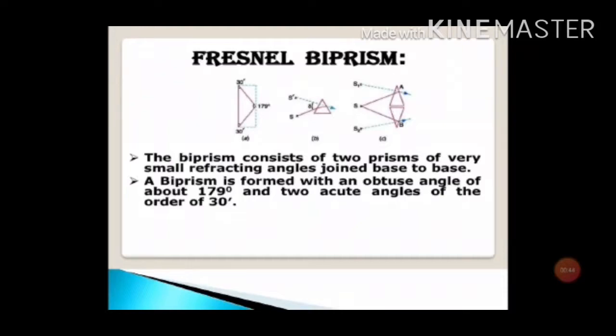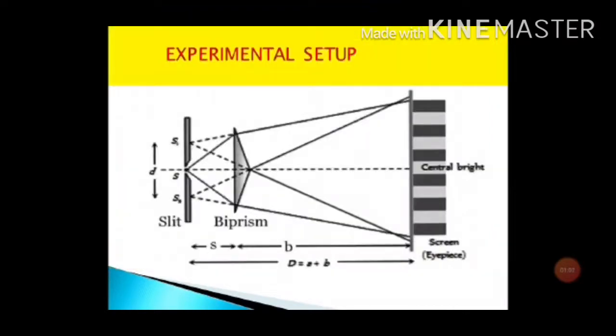In this way, we produce the Fresnel biprism, and this Fresnel biprism is used in experiments to produce interference, which has a lot of applications which we will discuss in this presentation. Now here is the experimental setup for Fresnel biprism.